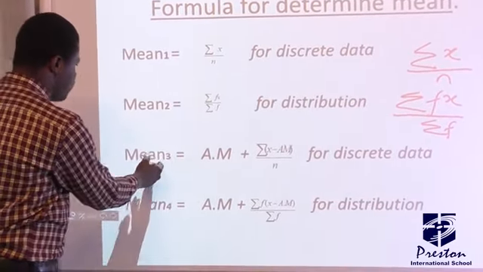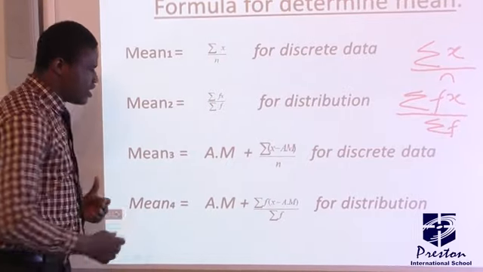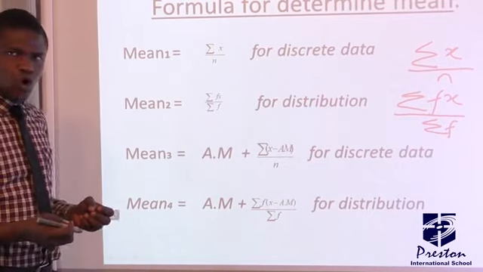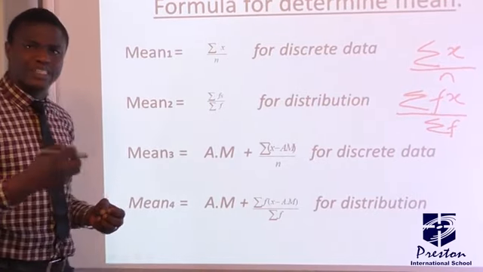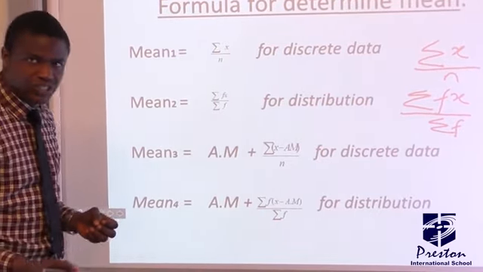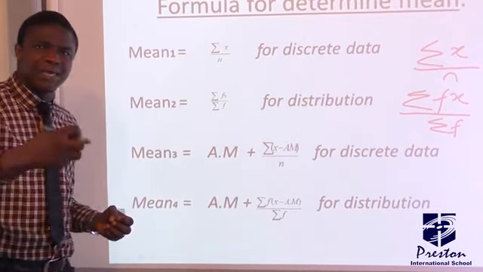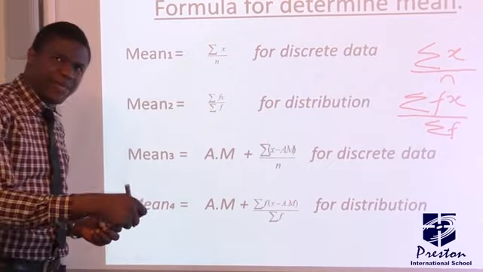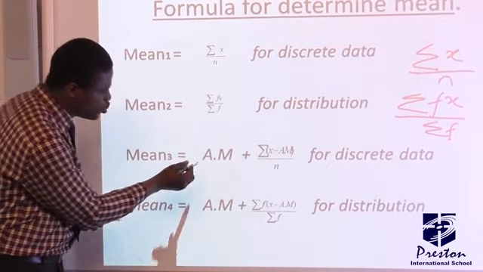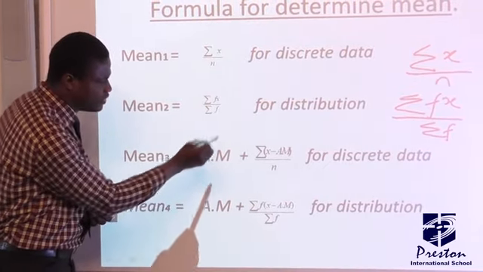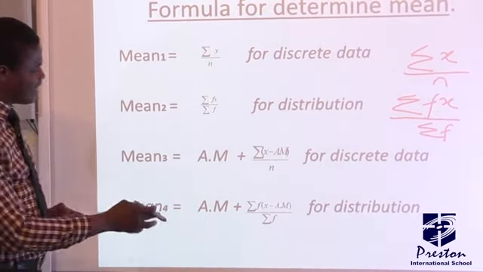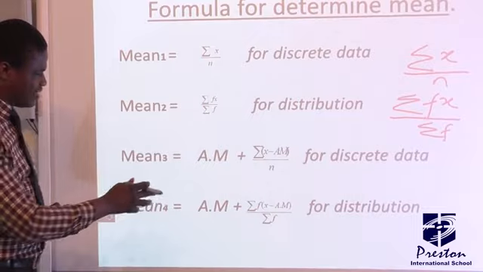Now we have mean 3 and mean 4 here. This is a process of using an assumed value, or we call it assumed mean, to determine the real average. This is a process whereby we can pick any sample from the data to determine the mean. That is why we use the letter A, that is assumed mean. So we can use this method also to determine average, that is mean.